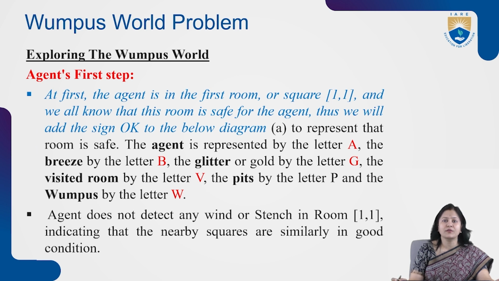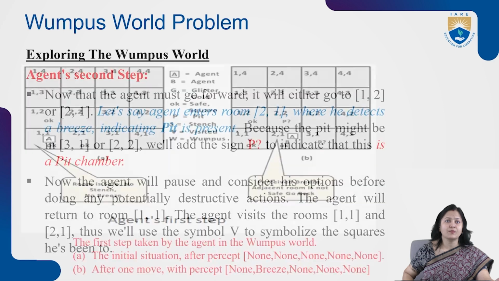These are the symbolic representations we are writing while solving the problem. Letter A is represented for agent, letter B is represented for bridge, G stands for glitter, V stands for visited room, P stands for pits, and W stands for Wumpus. The agent doesn't detect any wind or stench in the room 1-1, because that is the first room, indicating that the nearby squares are similarly in good condition. That is what I have explained here.